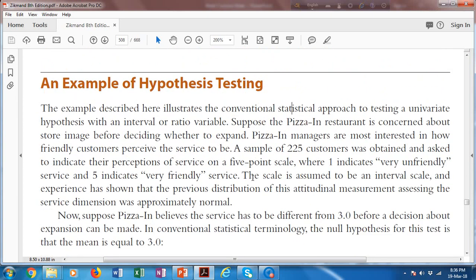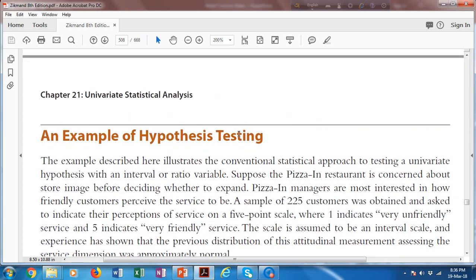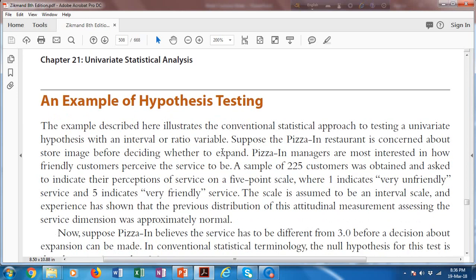Hello everyone. In this video, I will be talking about Learning Objective 3 of Week 7, that means of Chapter 21. This learning objective is an example of hypothesis testing. So I'm referring to the textbook, and this is the example taken from the textbook. I will suggest that all of you manage some time to read this example carefully to develop your theoretical understanding of hypothesis testing.